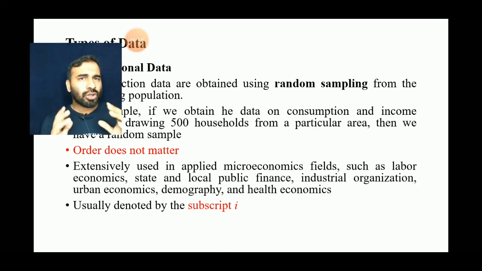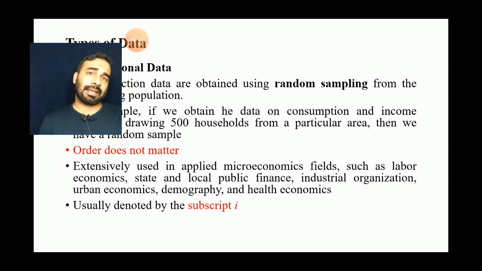And to understand what type of data a researcher has used, look at the variables. After a variable, if there is a subscript called i, then we have to understand that the estimation has been done using cross-section data. Okay, so cross-section data is usually denoted by the subscript i.